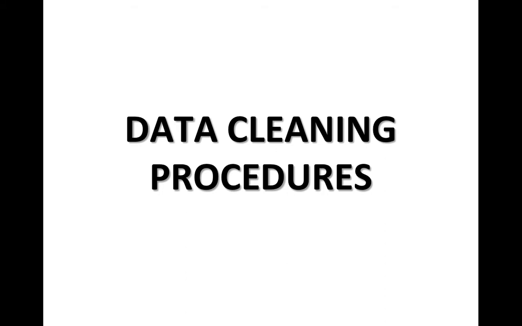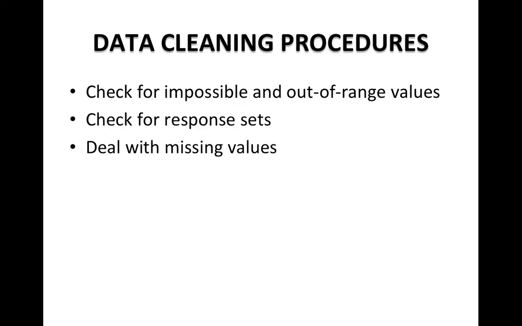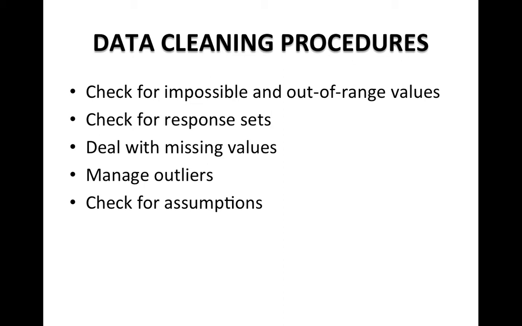So when conducting data cleaning, we have a number of procedures that we need to follow. We need to first check for impossible and out of range values. Then we need to check for response sets. Next, we need to deal with any missing values. We have to manage our outlier scores. We need to check the assumptions for the statistical analyses that we're going to run. And we need to check for reliability if we're going to be using any scales or anything that should require reliability analyses. So we'll go through each of these here, starting with impossible values.